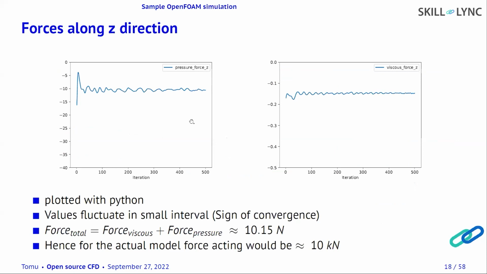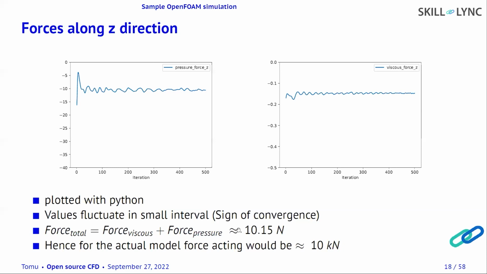Here we could find both the forces. Here I have plotted the values also. You can see the value also is converged. After around 100 iterations, you can see both the values are fluctuating around 1 point. This is also another sign of convergence. In a CFD simulation, you have to check for different signs of convergence. You can't say that your solution is converged based on one plot or one result.